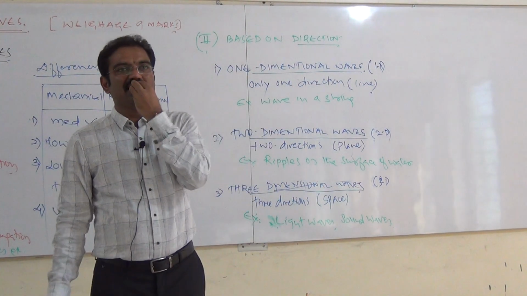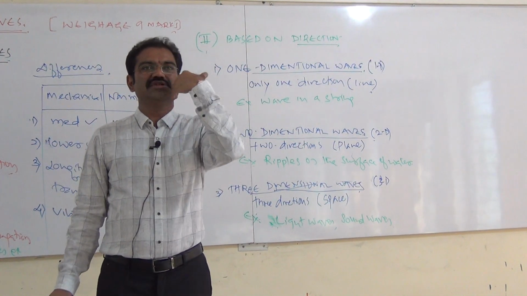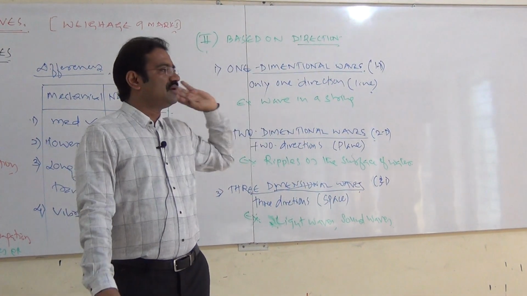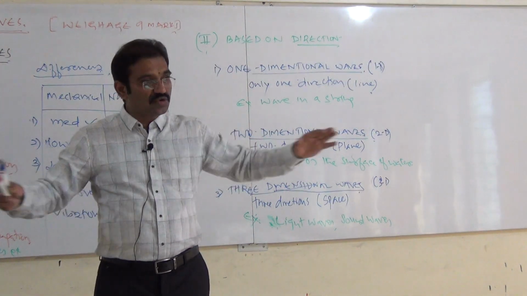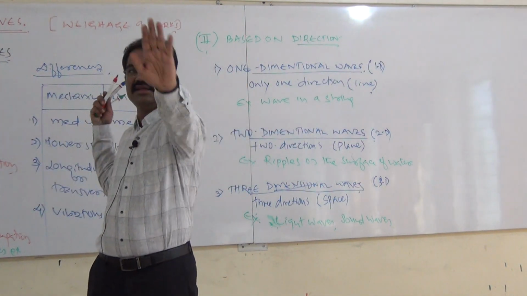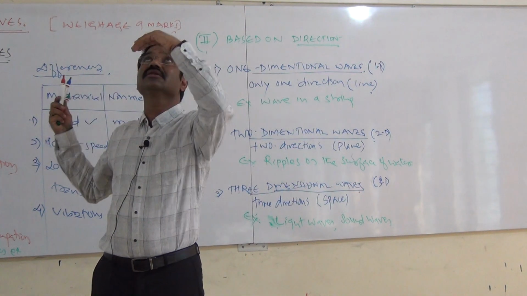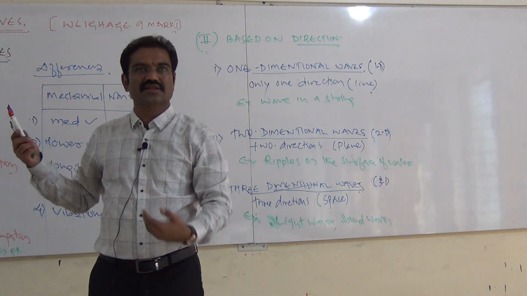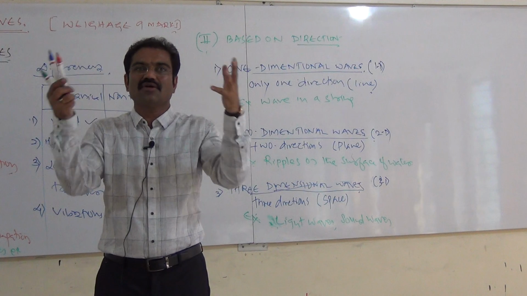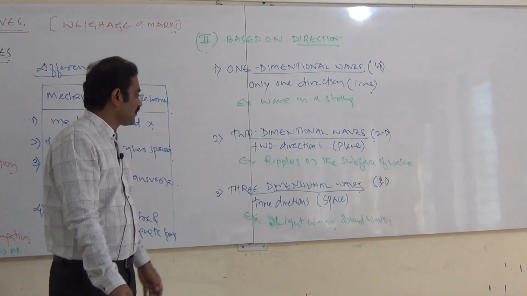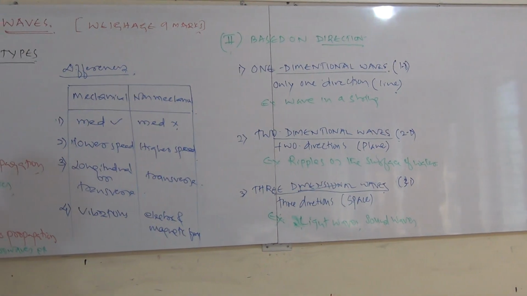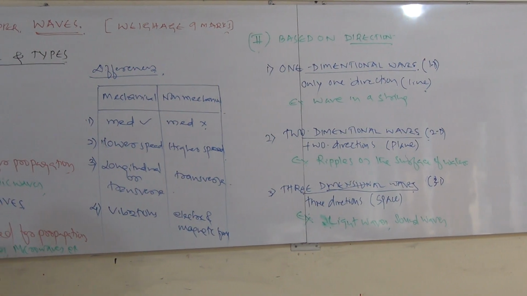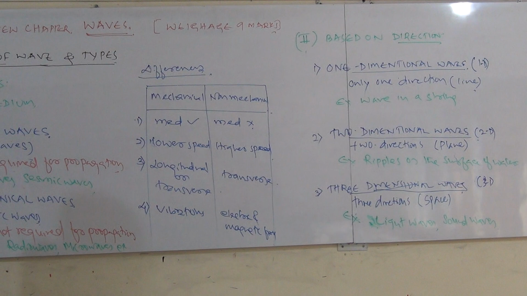For example, I am speaking, it moves in this direction, backward, left, right, top, bottom. The sound is heard by those behind, in front, above and below. It means that it propagates in all the directions. Therefore, based on the direction, there are three types: one-dimensional, two-dimensional, and three-dimensional.